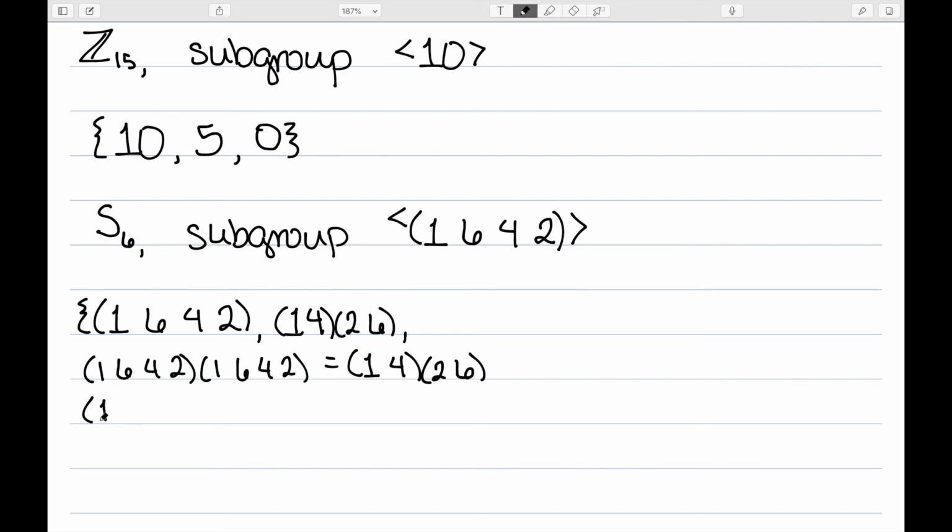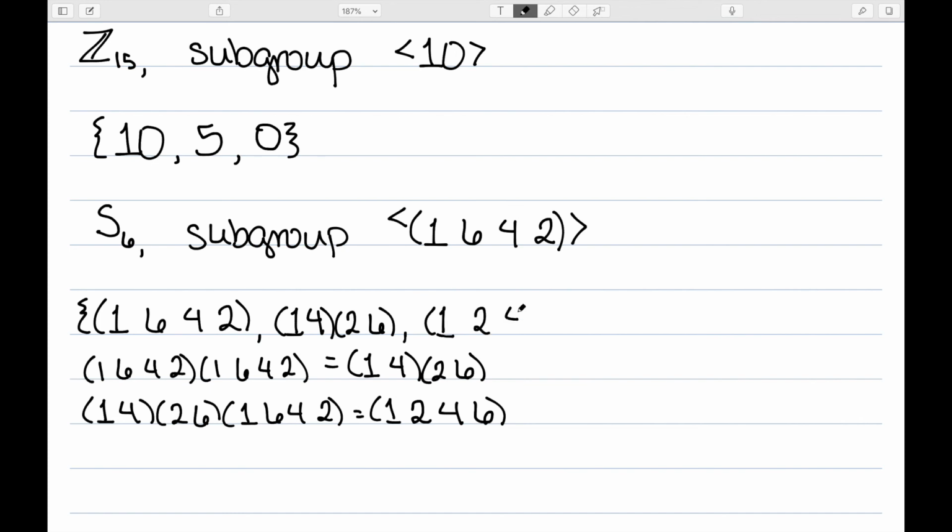I would then need to cube this, so we'll do (1 4 2 6) composed with (1 6 4 2). 1 goes to 6 and 6 goes to 2, so 1 goes to 2. 2 goes to 1 and 1 goes to 4, so 2 goes to 4. 4 goes to 2 and 2 goes to 6, so 4 goes to 6. And then 6 goes to 4 and 4 goes to 1. So we need to include that element, (1 2 4 6).